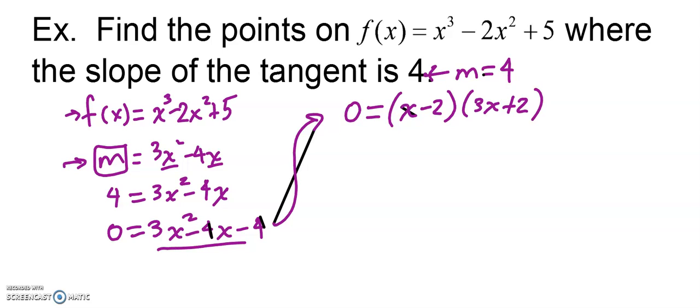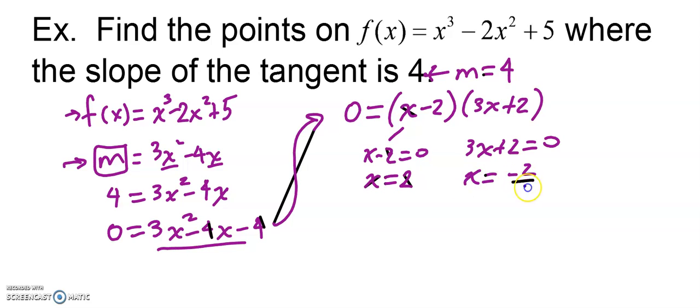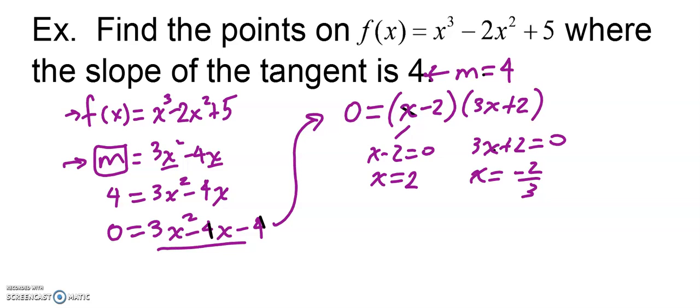All right, so at this point, I know that I can set each of these factors equal to 0 and solve each of these simple equations. I'm going to get x equals 2 and x equals negative 2/3. So I know the slope will equal 4 when x is 2 and when x equals negative 2/3. So there's 2 times when this cubic function will have a slope of 4. Now, you think I might be done, but I'm not.